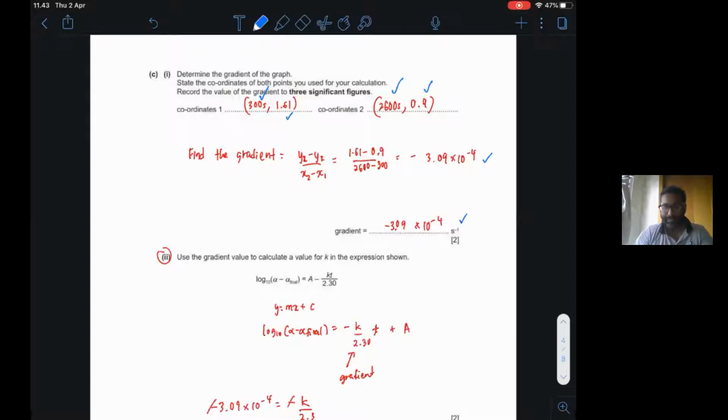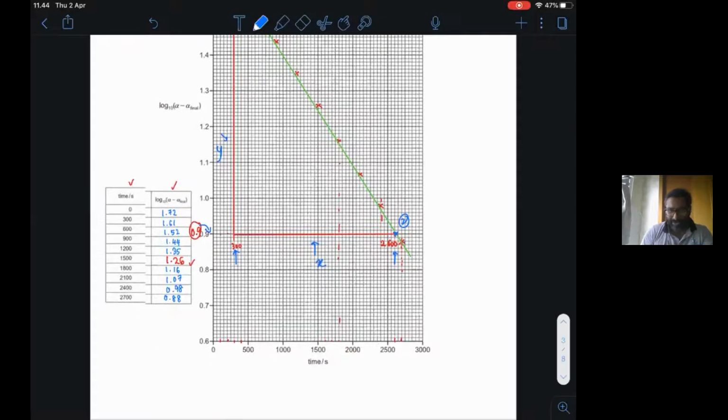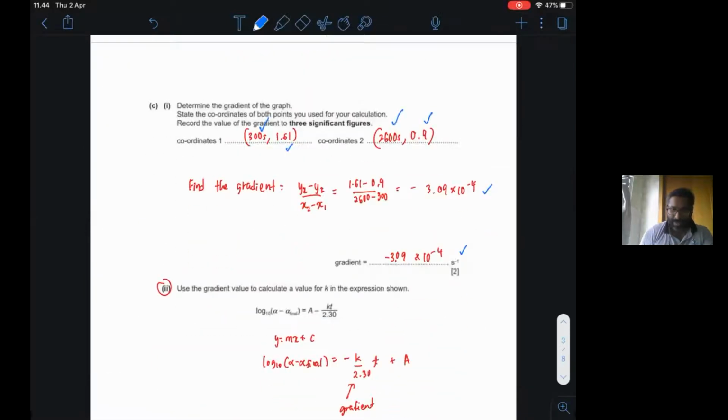The gradient is a negative gradient, but make sure you get whatever value y divided by x gives. You shouldn't have any mistake there. Negative shouldn't be a problem. Later we will actually cancel the negative. I hope you understand this part. If you have a straight line like this, the gradient is going to be positive. If you have y and x and you're going this way, the gradient is going to be negative.